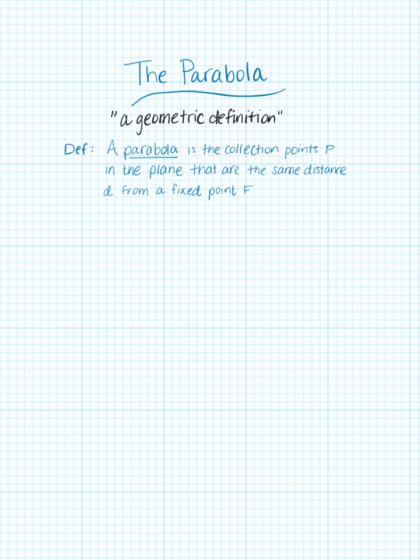Let's look at our first conic section, the parabola. We've defined parabolas before, but this will be a geometric definition. A parabola is the collection of points P in the plane that are the same distance d from a fixed point F as they are from a fixed line D. A picture helps explain this definition better.